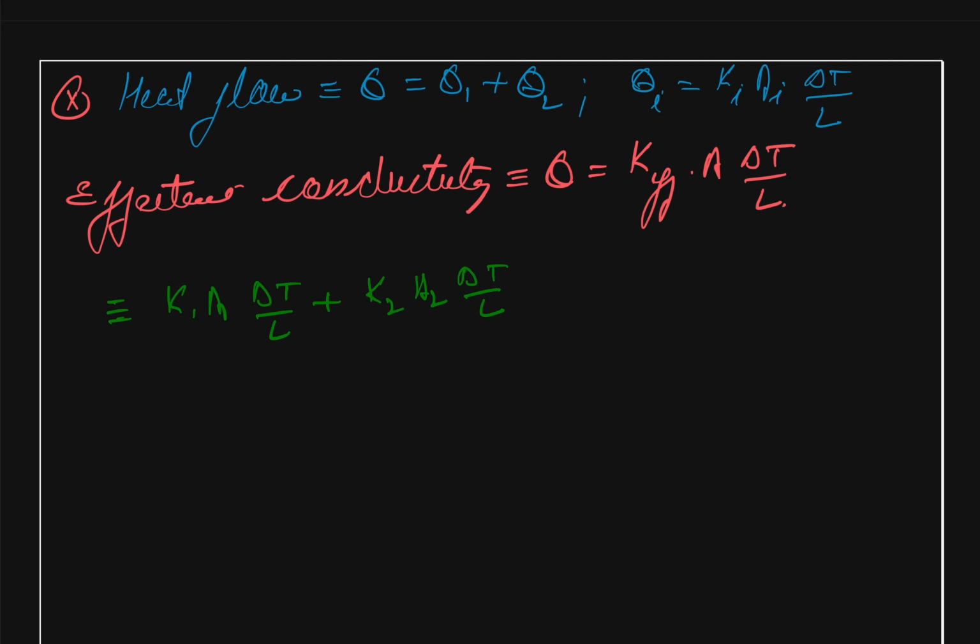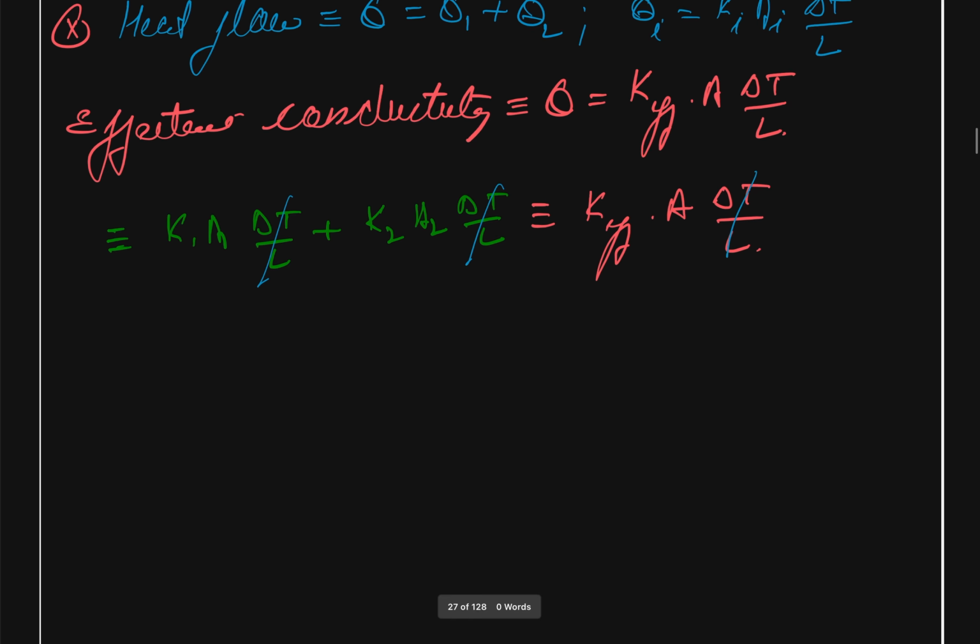and this will be equal to K effective area delta T upon L, and here this delta T upon L cancels out throughout, therefore we can write this as our K effective area total, that is our K1 A1 plus K2 A2.